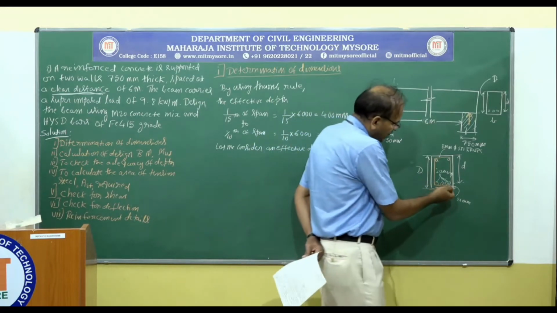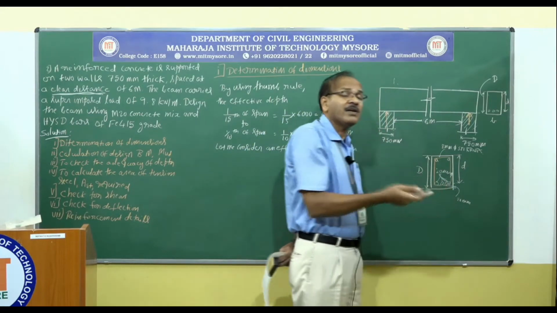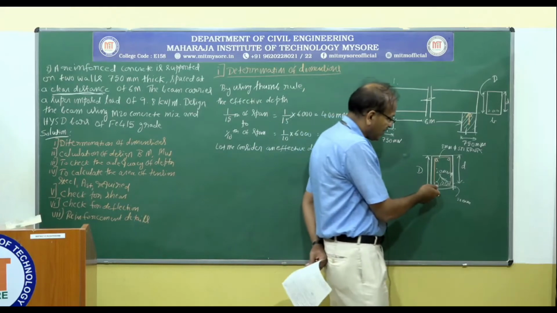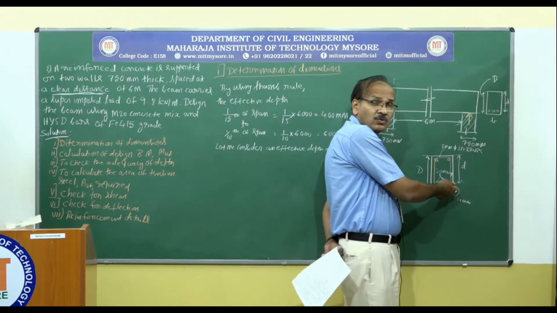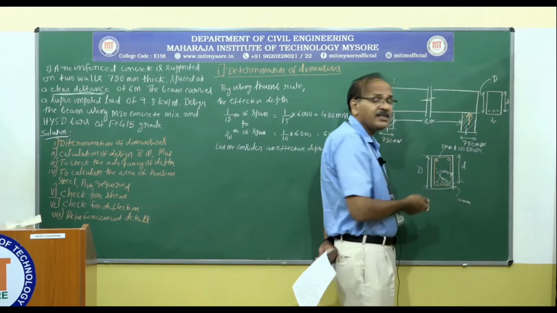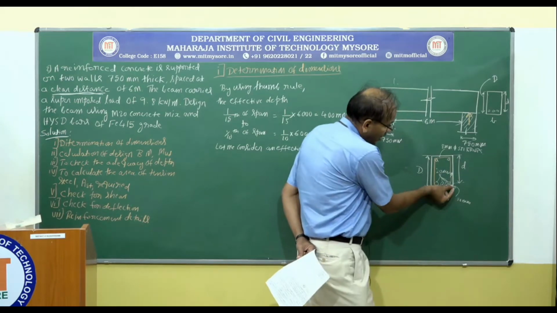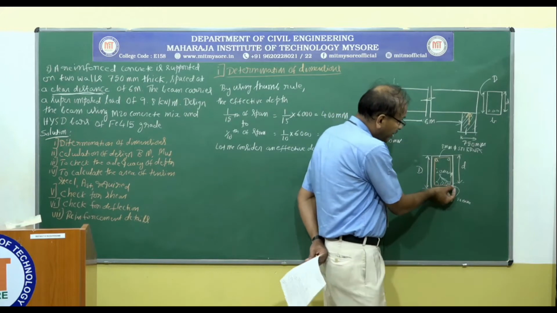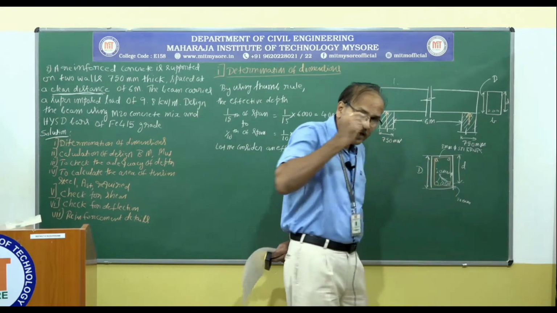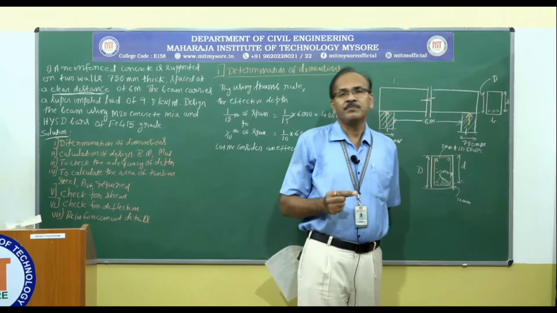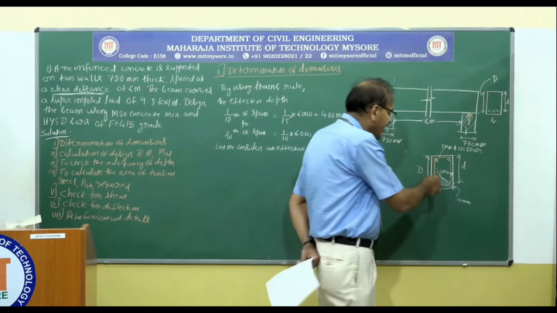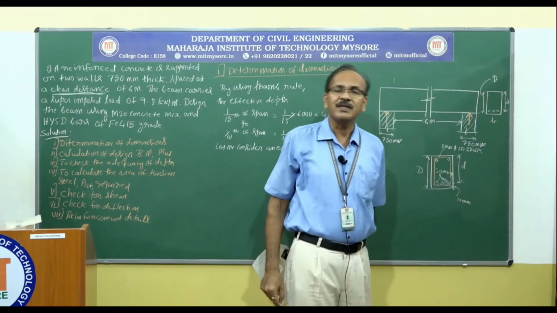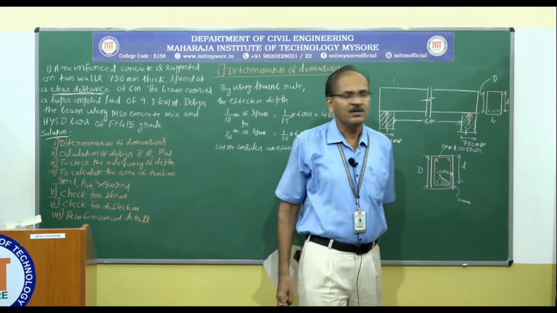Then what is the effective cover? As I said, effective cover is measured from the edge of the tension zone to the centroid of the tension steel. That is, for a mild exposure from the code book, it is 20 millimeter plus diameter of the stirrup plus half the diameter of the tension steel. That is going to be the effective cover.